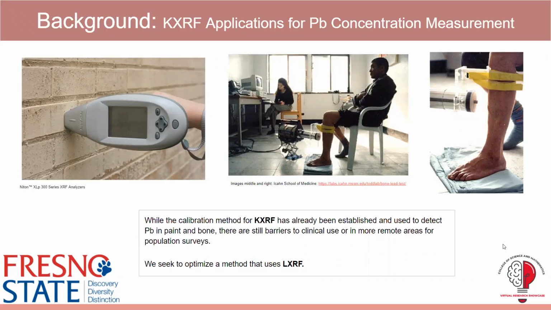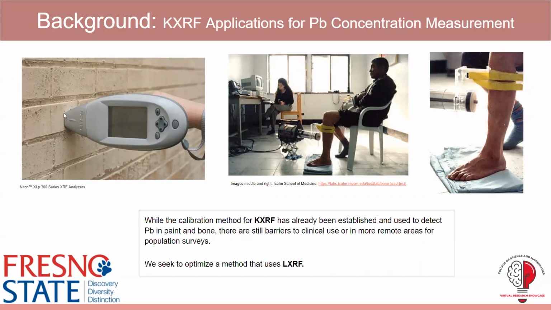Here are some examples of how they've used KXRF to find lead concentration measurements. On the left, this is a device they use to measure the lead concentration in paint. Again, this uses KXRF, and I believe it uses some sort of radioactive source, but this isn't something that you can just go and point at a person and figure out what their lead concentration is. This is paint, it's right on the surface.